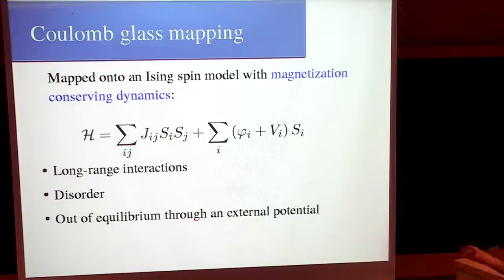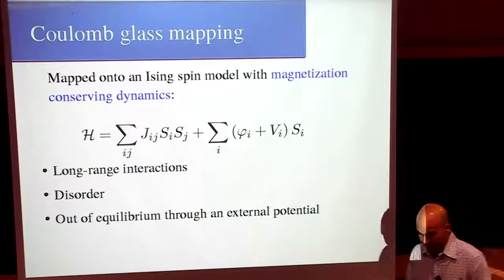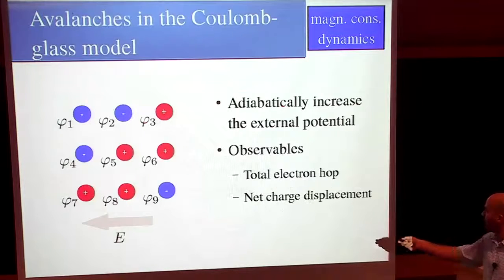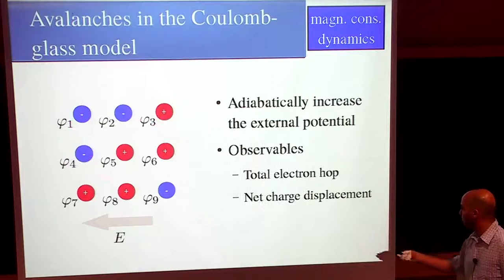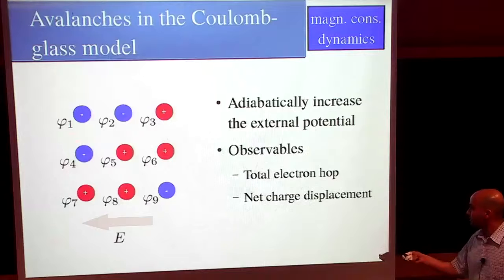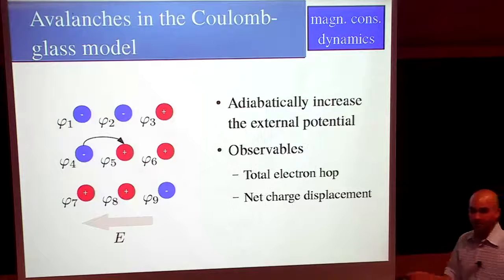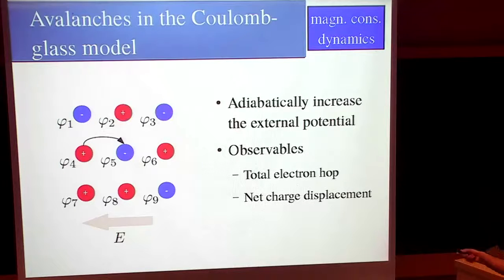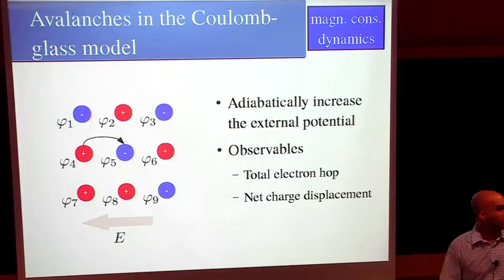We wanted to look at this system, apply an external electric field and see what happens. So we prepared samples that are close to the ground state and then slowly applied an electric field. Here we have the electrons with their random potentials, and we apply a field that destabilizes one electron just enough to jump to one of the empty sites. By doing this jump, it can trigger other electron hops. So we measure the total electron hops and the net charge displacement.